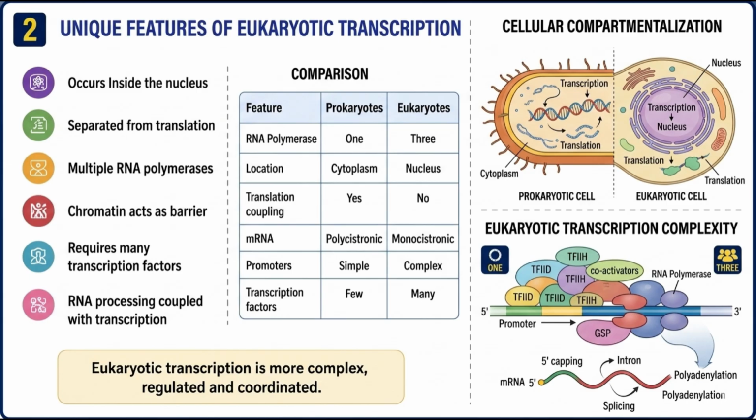Fourth, transcription requires a large number of accessory proteins called transcription factors. Finally, RNA processing events such as capping, splicing, and polyadenylation are closely linked to transcription itself. Therefore, eukaryotic transcription is highly regulated and significantly more complex than bacterial transcription.